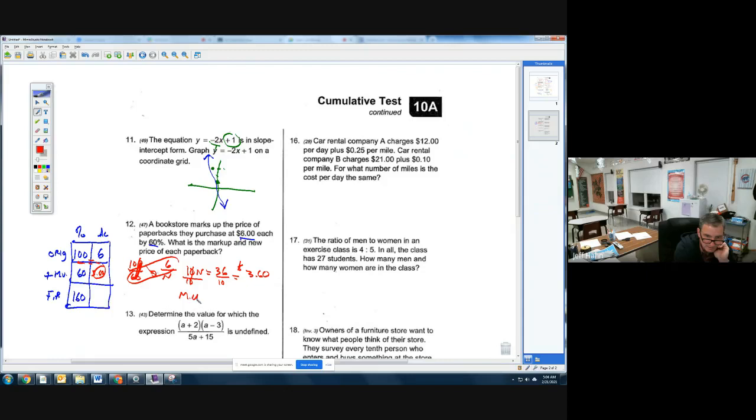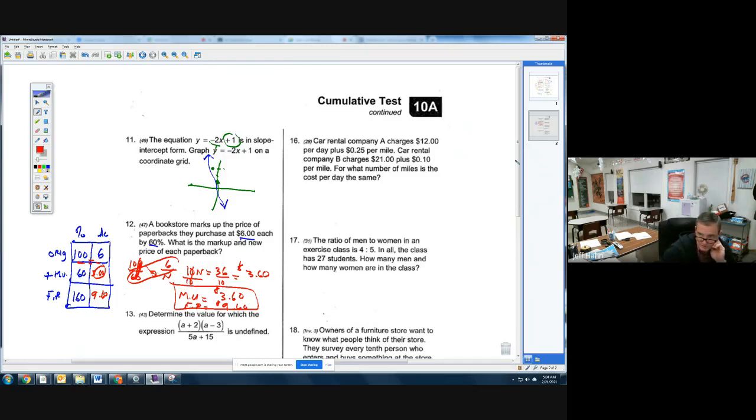The markup is $3.60, which means the final price is $6 plus $3.60, which is $9.60. Final price, $9.60. Not bad for a book, but that's what it is.